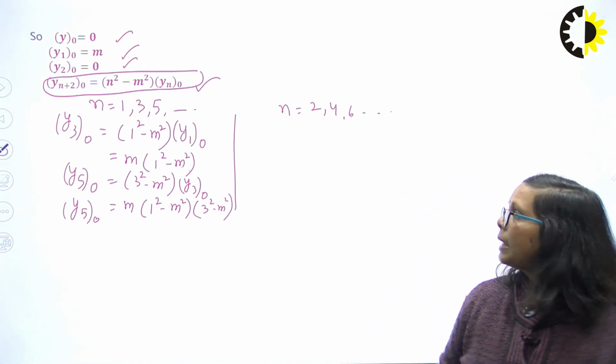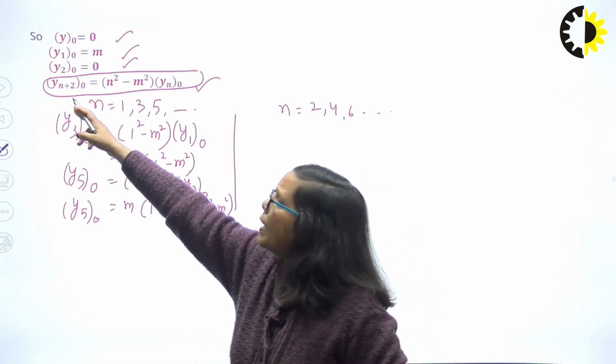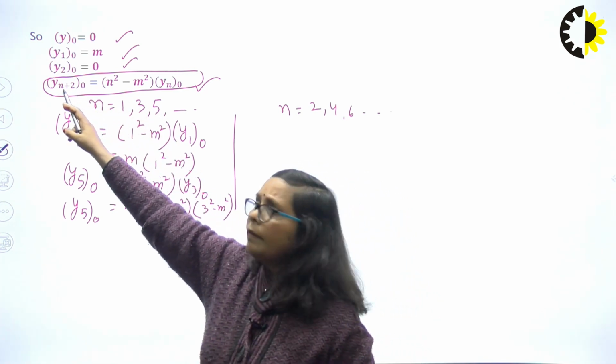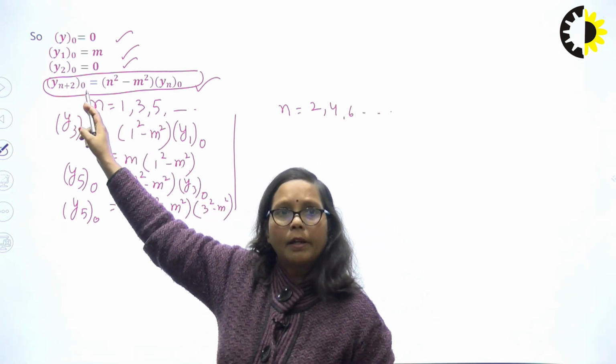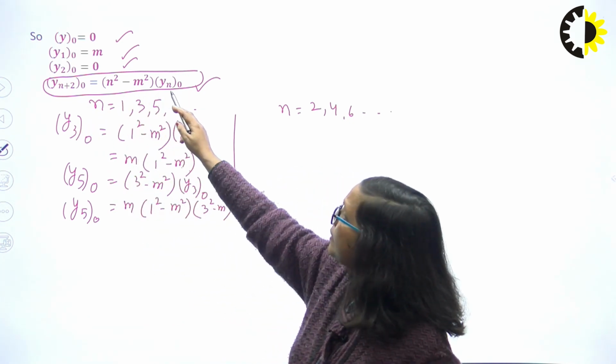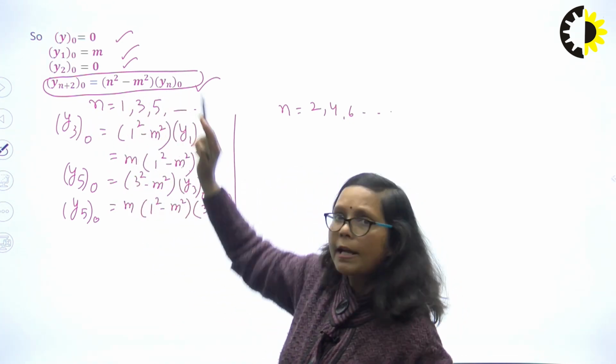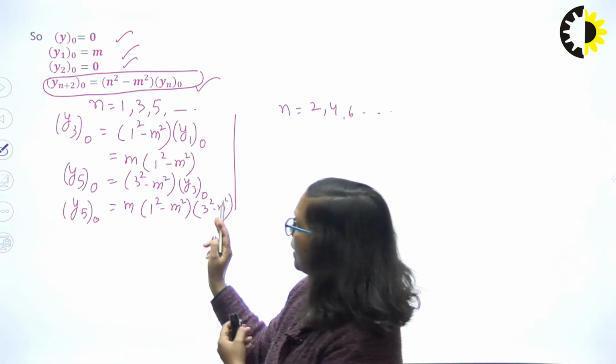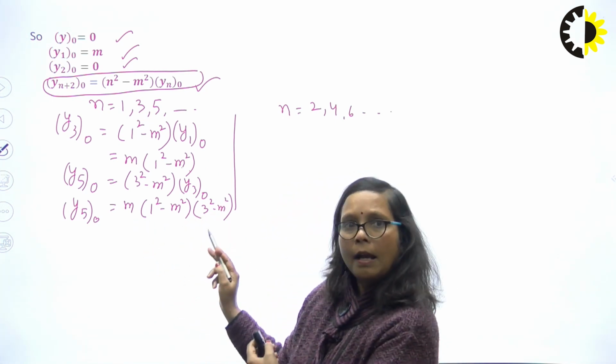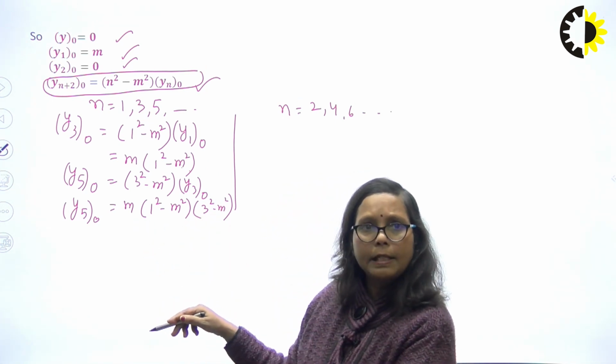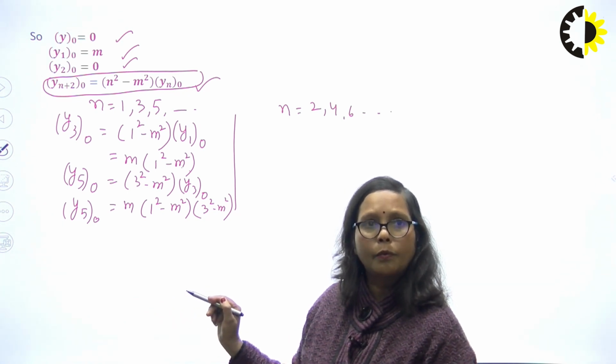Similarly, if I put n equal to 5, what I get is the value y70 over here. And in which term are we getting the y70? In terms of y50. y50 I have already calculated. I again put this value in and write down the y70 over there.